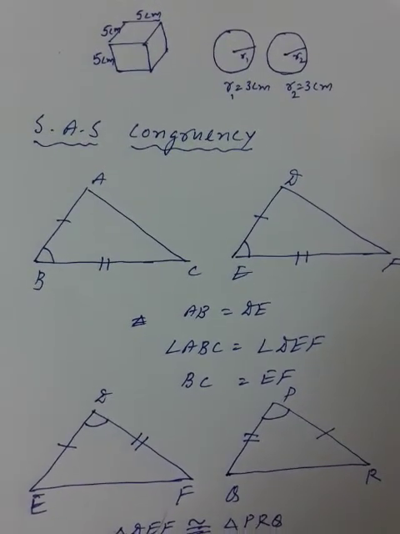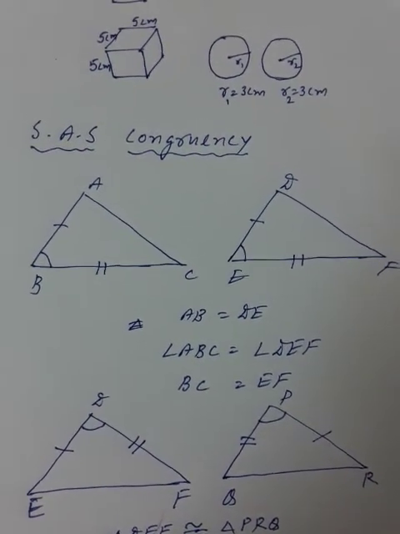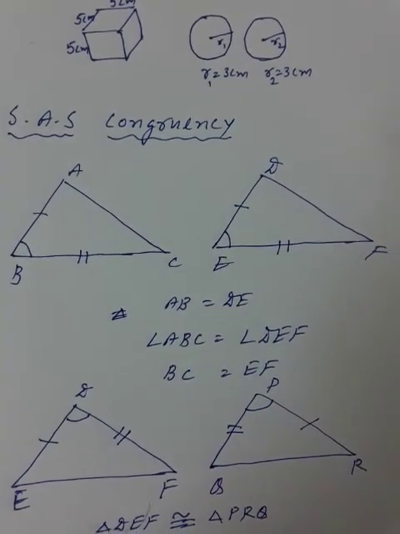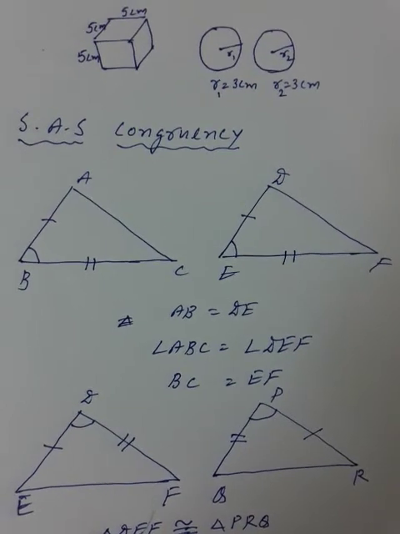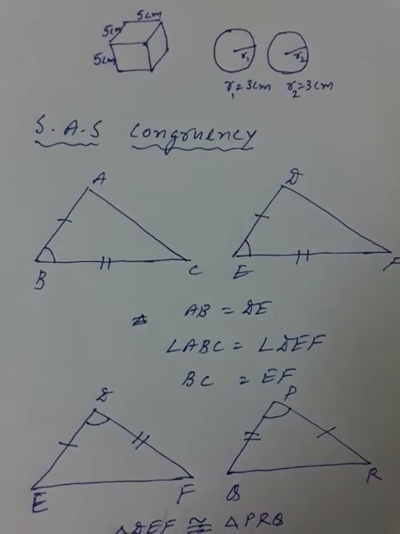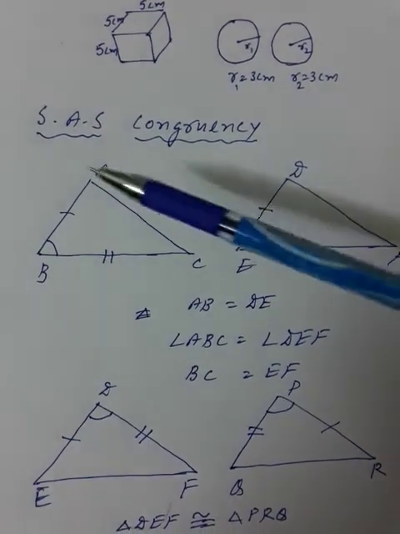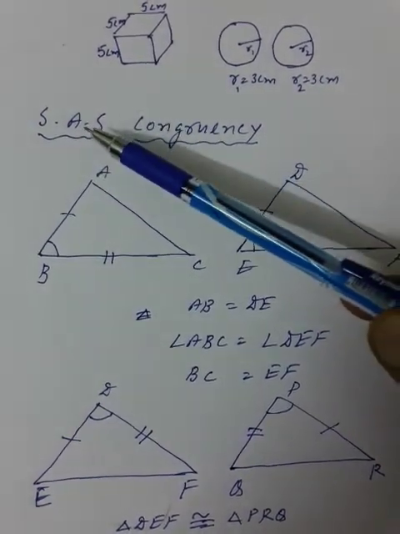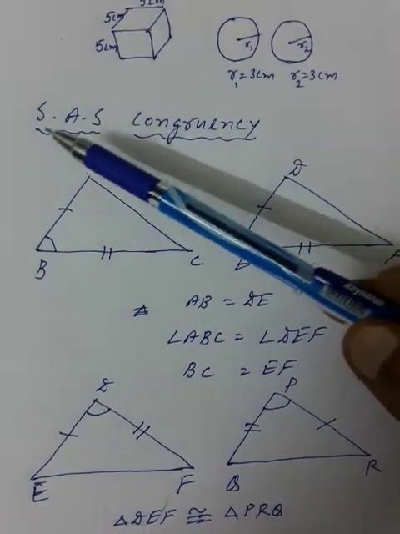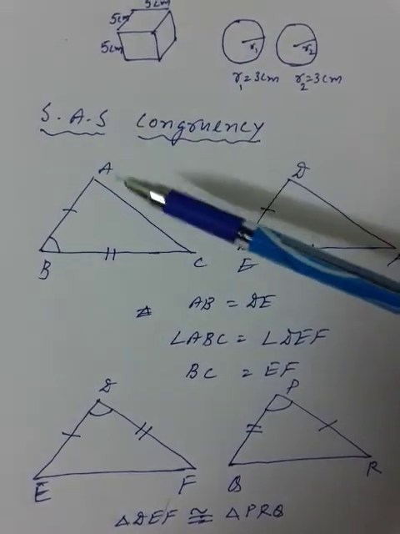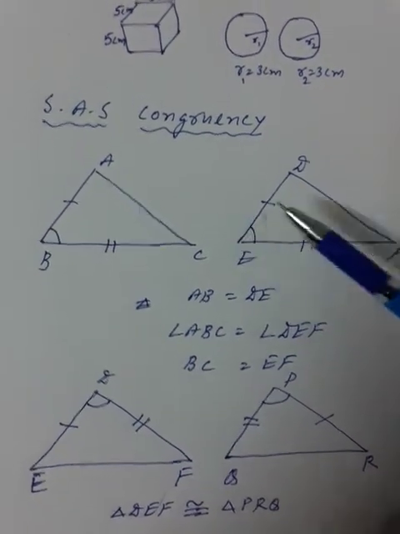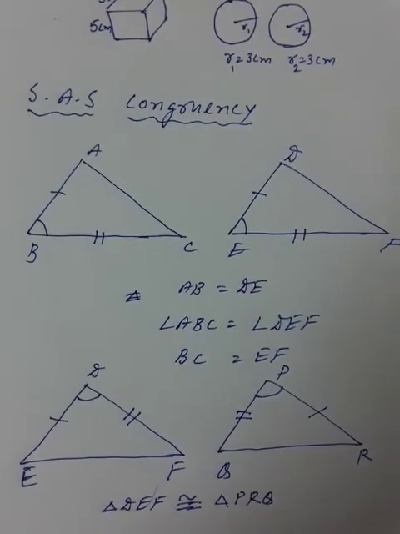Now coming to congruency in triangles. There are certain methods by which congruency of triangles can be proven. One of them is the SAS congruency property. In SAS, what is the meaning? First S is side, A is angle, and the other S is another side. So when two sides of a triangle and the included angle are equal, then the triangles are said to be congruent.